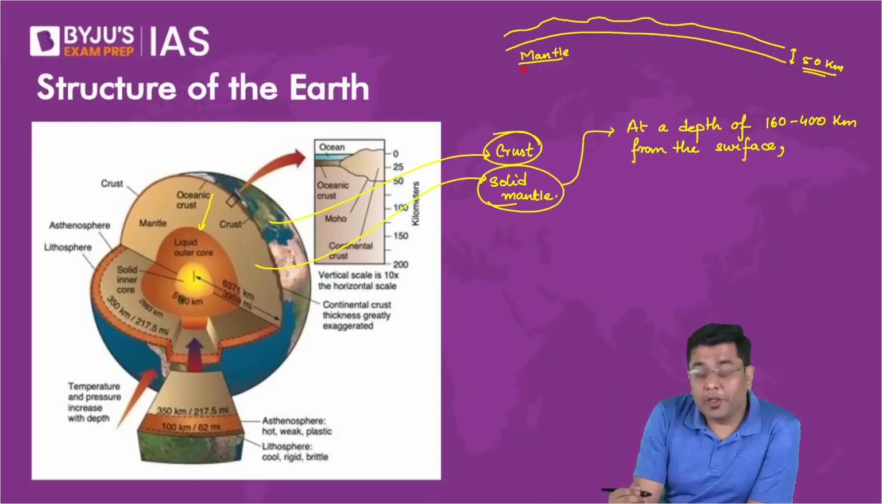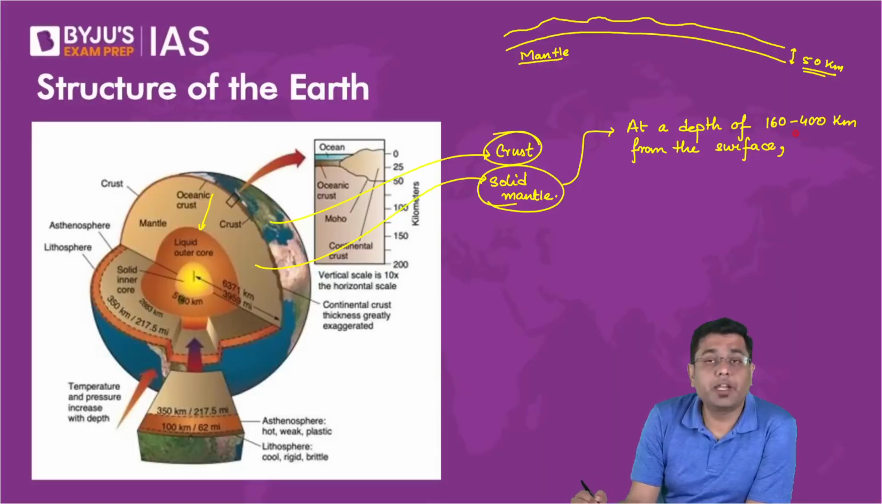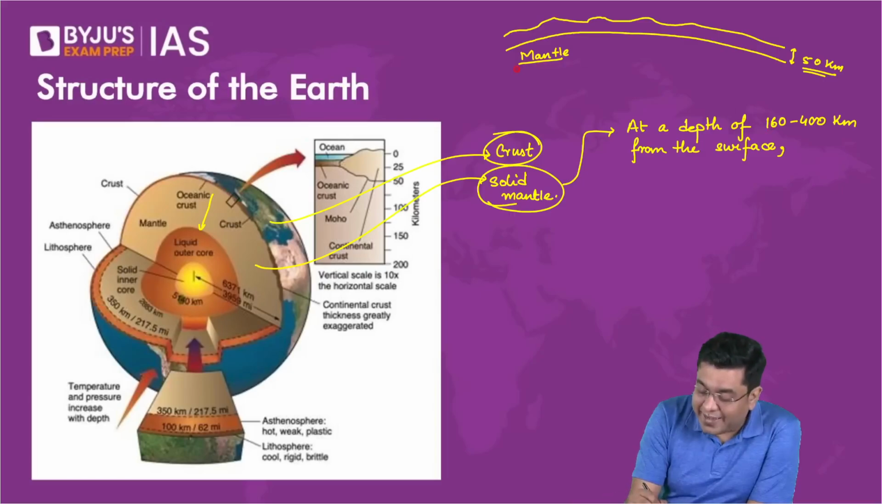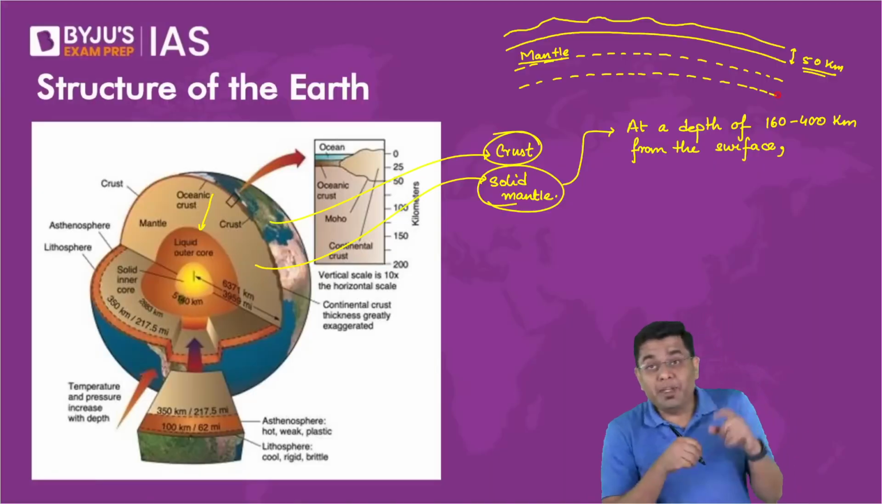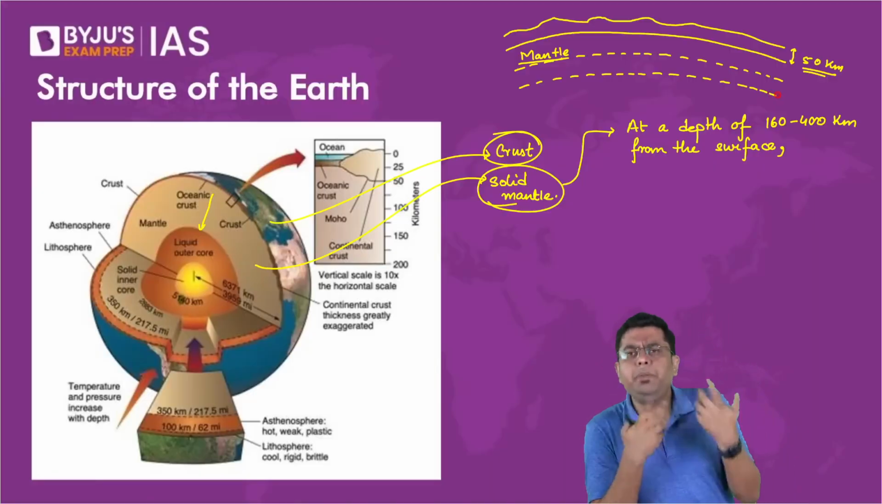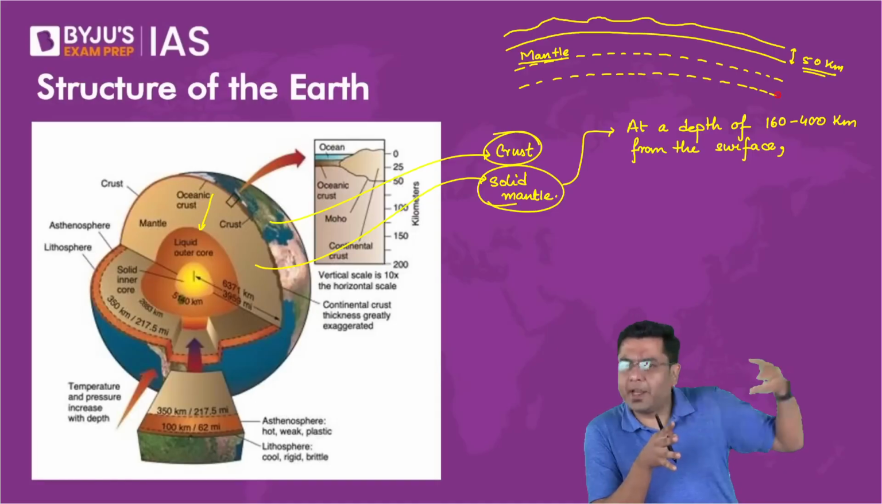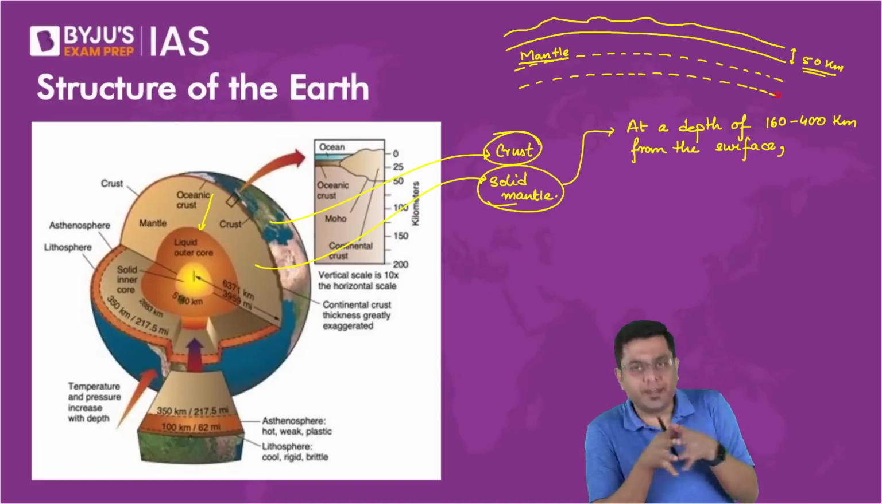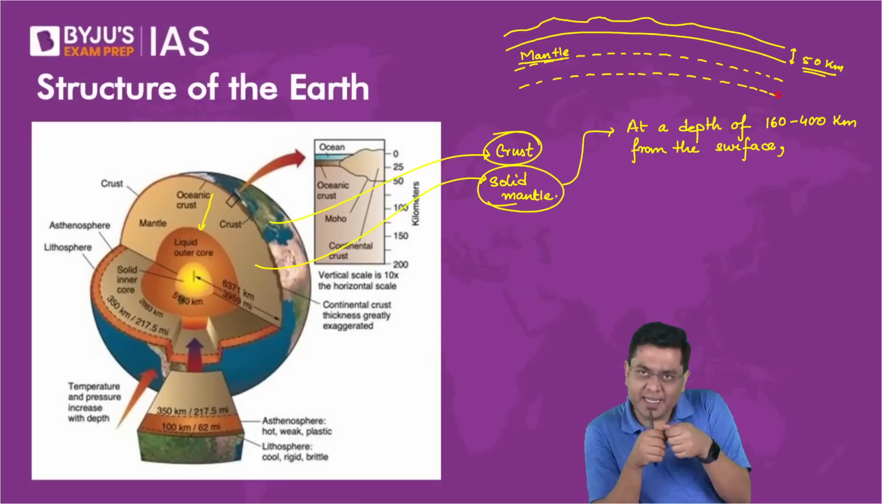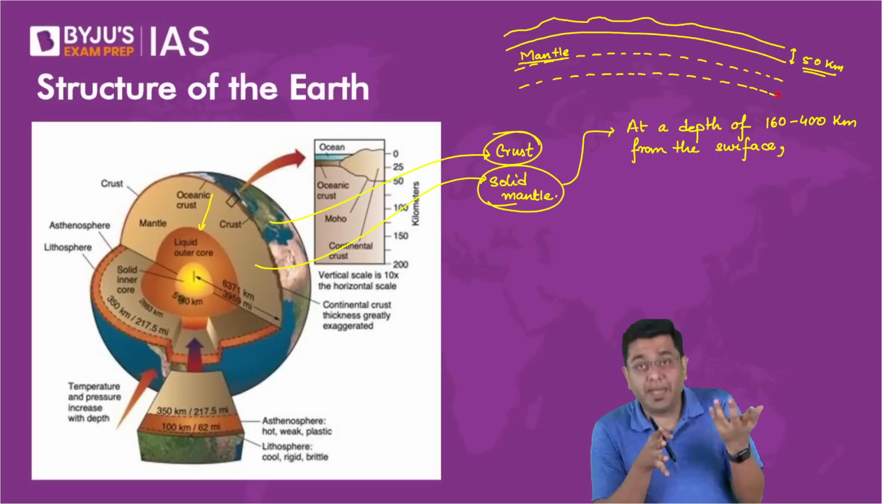Now, after you reach around 160 to 400 kilometers from the surface, at that depth, the region of the mantle, for a significant proportion, is in a semi-solid or plasticky state. It is not a complete liquid, it is not a complete solid. What do we mean by a difference between solid, semi-solid, and liquid? When we say liquid, it can flow. When we say solid, it is rigid. But semi-solid or plasticky is somewhere in between, where it is partially molten but not completely liquid.